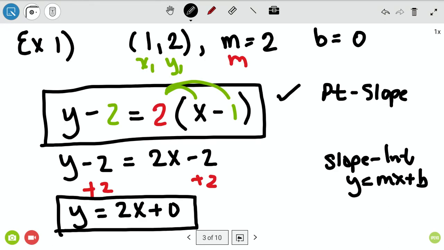So especially when you get to the review, when you're given instructions to write in whatever form, that's your end point. That's probably not going to be your beginning point. In this case, we were given a point and a slope, so we started in point slope form. If that's where you were asked to end, end it.